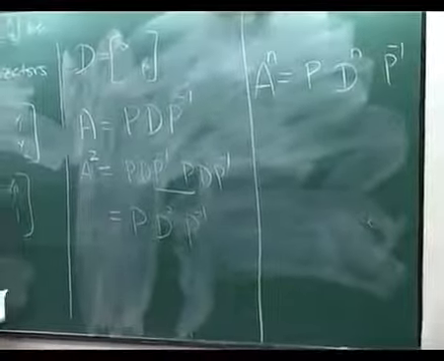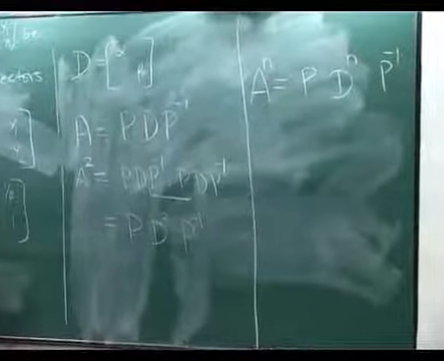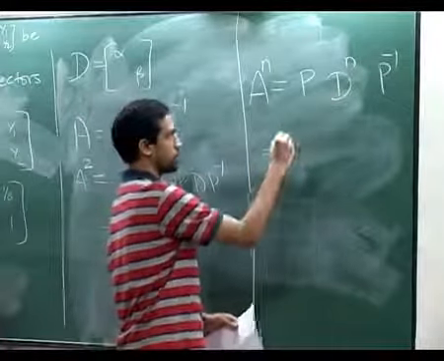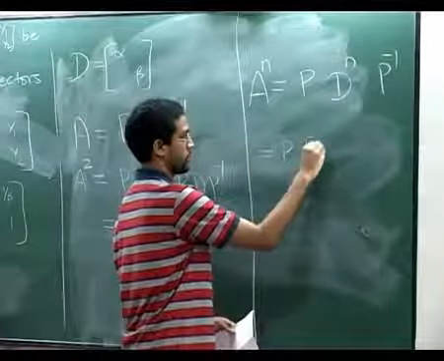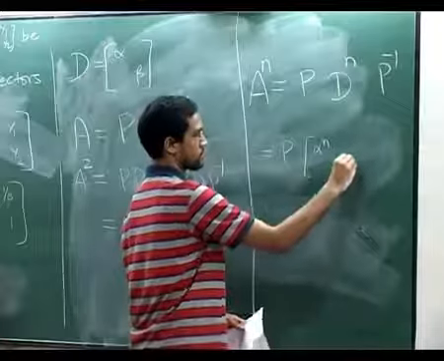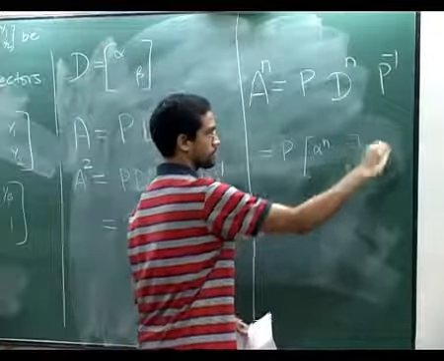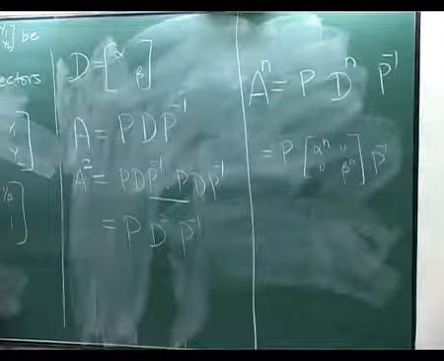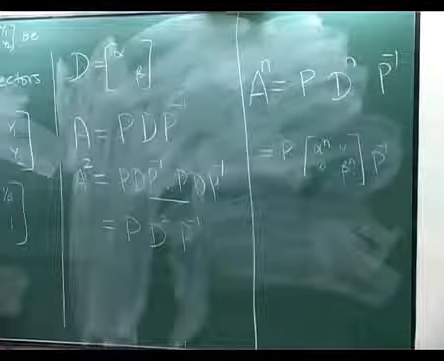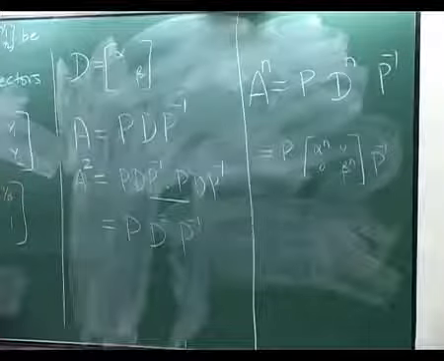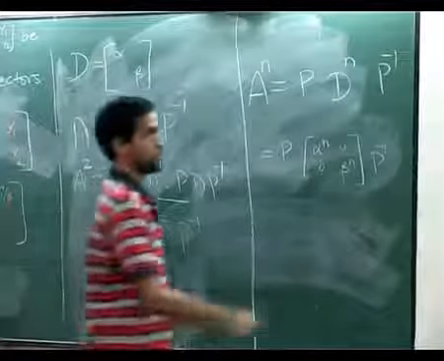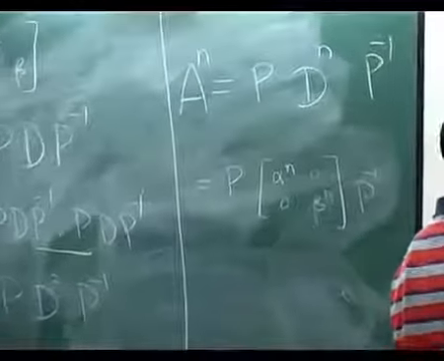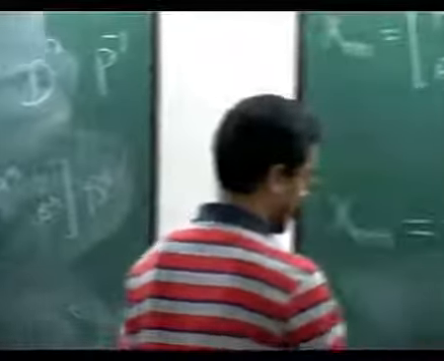Okay, so now let us see why this helps us to solve that problem. Now what does this look like? D to the power n we know. So D to the power n is easy to calculate. Now we are ready to solve the original question: what is A to the power n times (1, 1), which is what we should calculate.